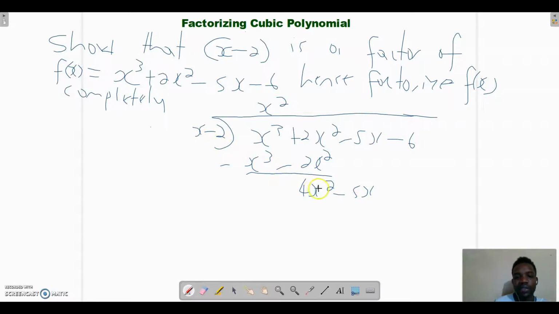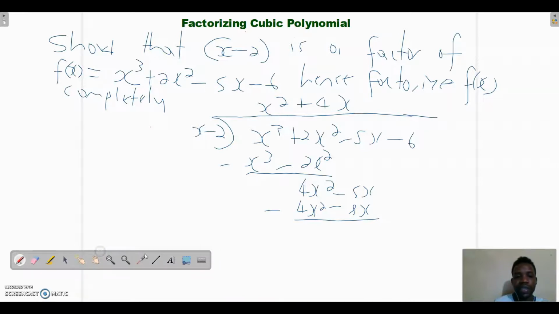We say x into 4x squared would give me a positive 4x. Now 4x multiplied by x minus 2 would be 4x squared minus 8x. And we subtract again. But what is imperative here is that we pay keen attention to the signs. So 4x squared minus 4x squared is 0. But what about negative 5x minus negative 8x? These two consecutive minus signs would actually give me an addition sign. So I would be saying negative 5x plus 8x, which is going to give me a positive 3x.